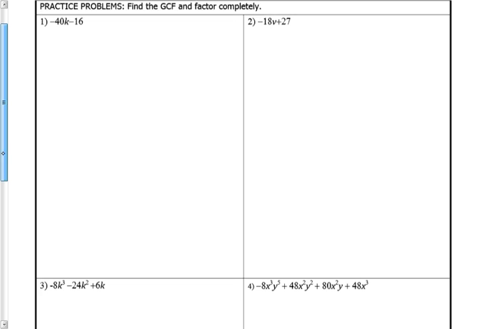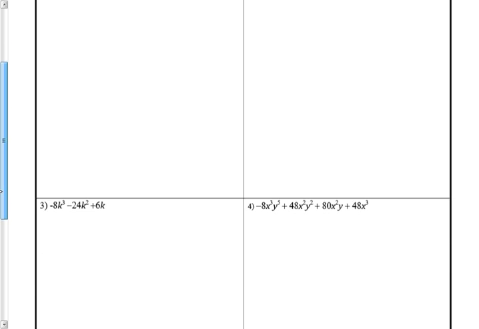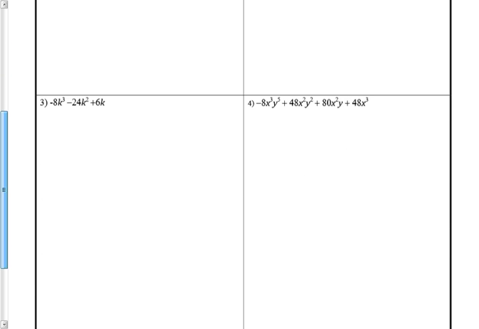Okay, I'm going to go ahead and do one more. I'm going to do one where we can actually take the variable out and there's no variables left. All right, so if we look at the practice problem number 3 here. Number 3's got a lot going on here. First of all, I see that my leading coefficient is a negative. So this means when I find the GCF, I'm actually going to also take out a negative. Okay? And then I also notice that they all have the same variable k. So that means a k should be able to come out.